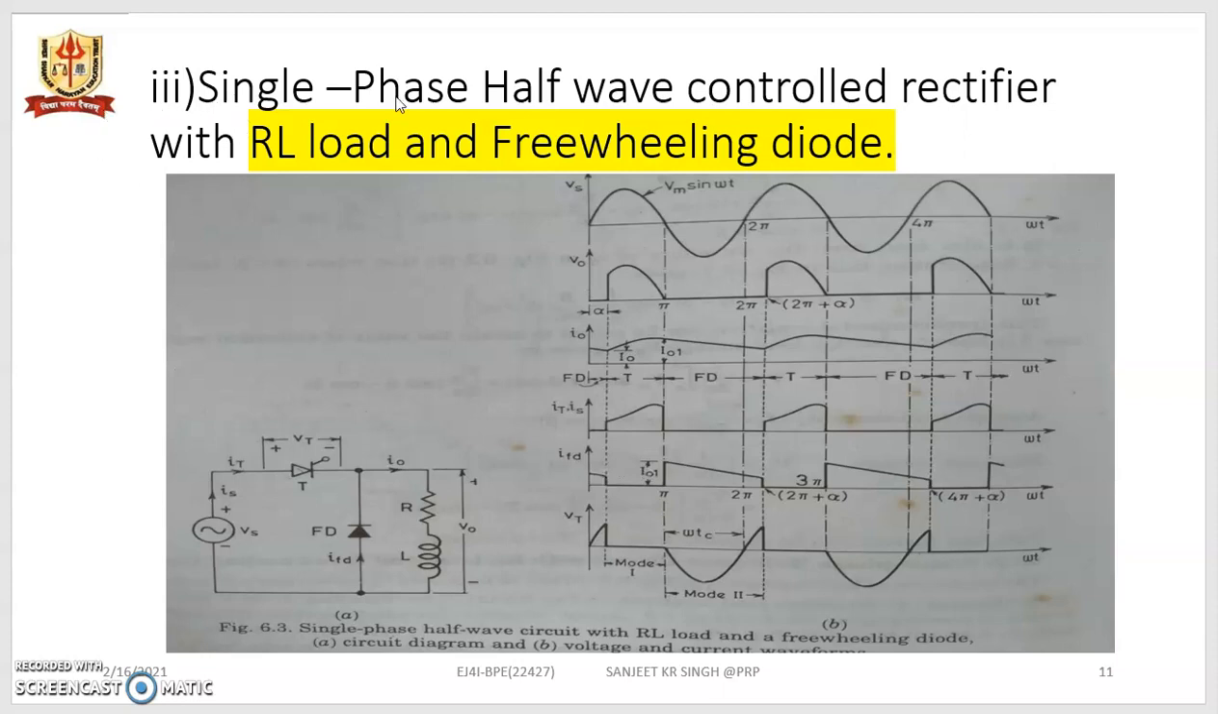Now here we have the third circuit, where we are making use of a freewheeling diode across the RL load. With this freewheeling diode connected, it can again be operated in the first quadrant only, and the load current will not go negative, and therefore there is more output voltage. The energy stored during the positive half cycle is dissipated in the freewheeling diode through this path, and therefore we have a more or less constant load current.